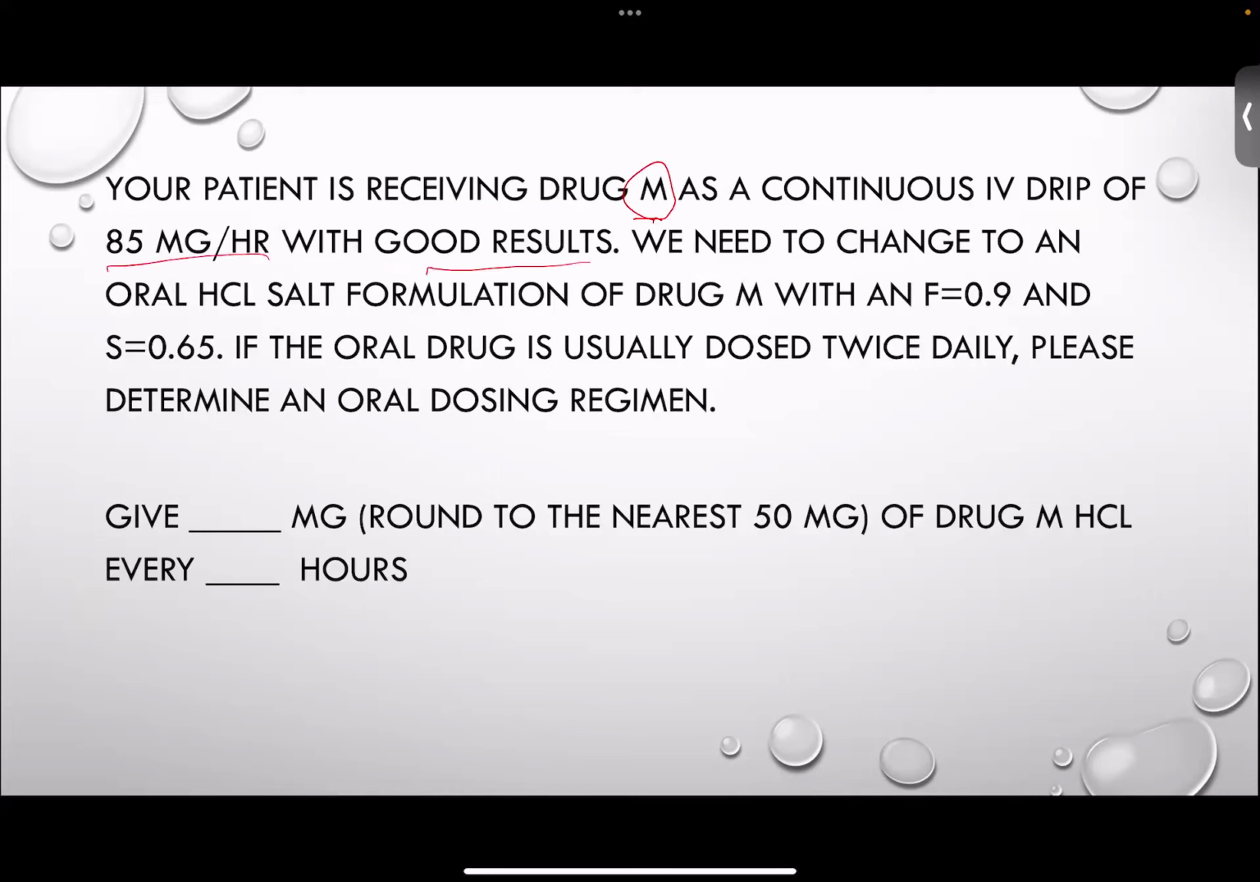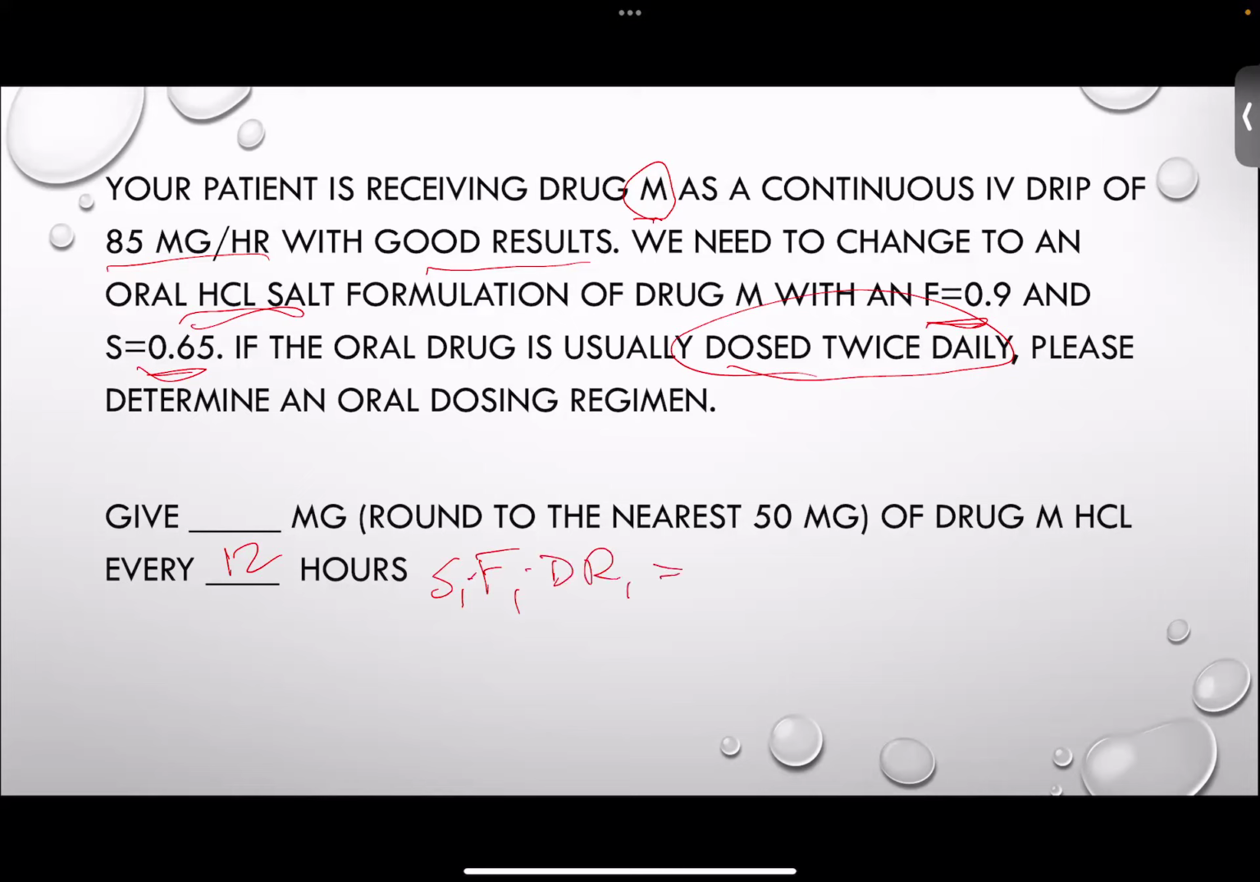Your patient is receiving drug M as a continuous IV drip at 85 milligrams per hour with good results. We need to change to an oral hydrochloride salt formulation of the drug with an F of 0.9 and a salt form of 0.65. If the oral drug is dosed twice daily, so we're going to give it every 12 hours, please determine an oral dosing regimen.